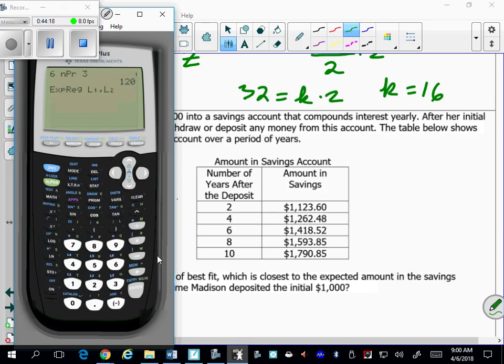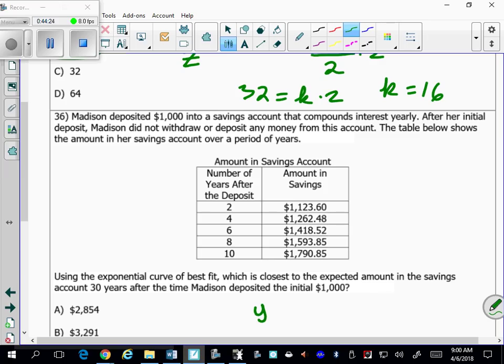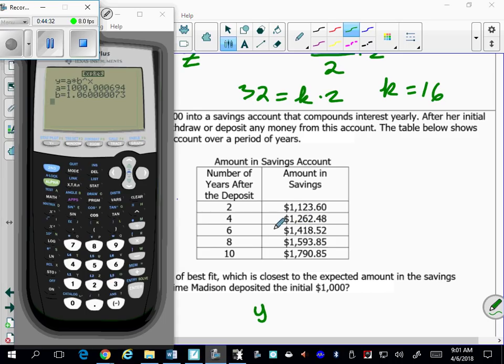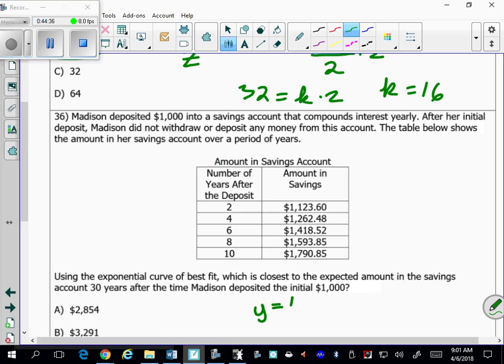Sorry, I had a number wrong. So you should get y equals 1,000 times 1.06 to the x. And now you're going to substitute 30 in for x. Because I'm short on time, that is C. So substitute 30 in for x, and that's your answer. Thank you.